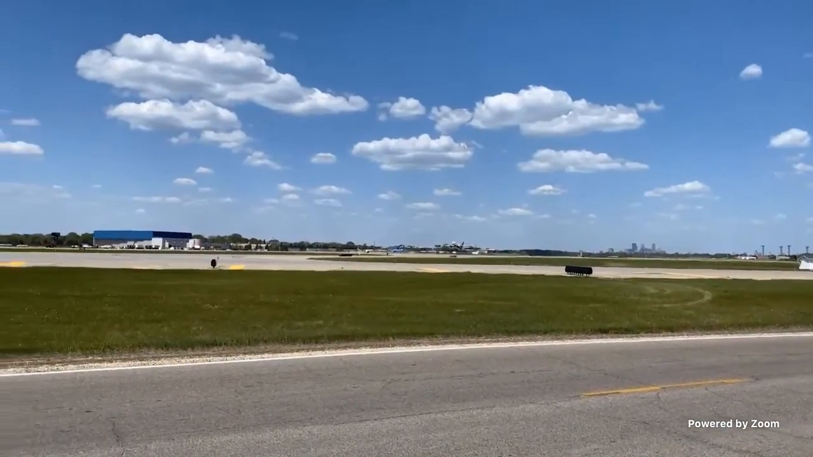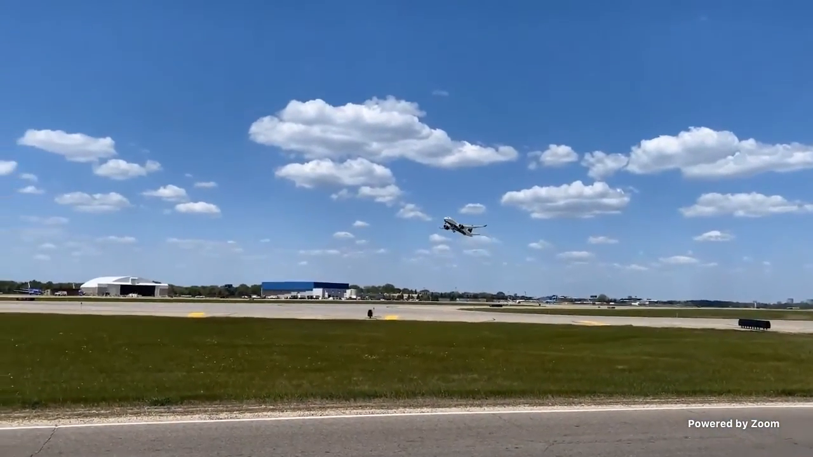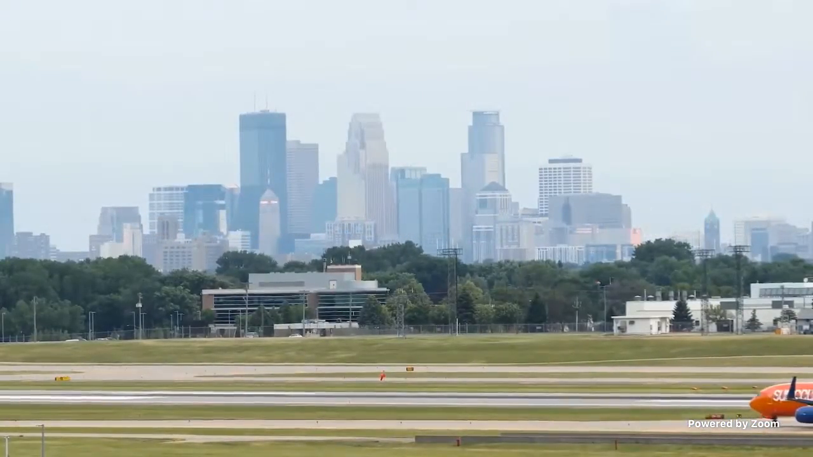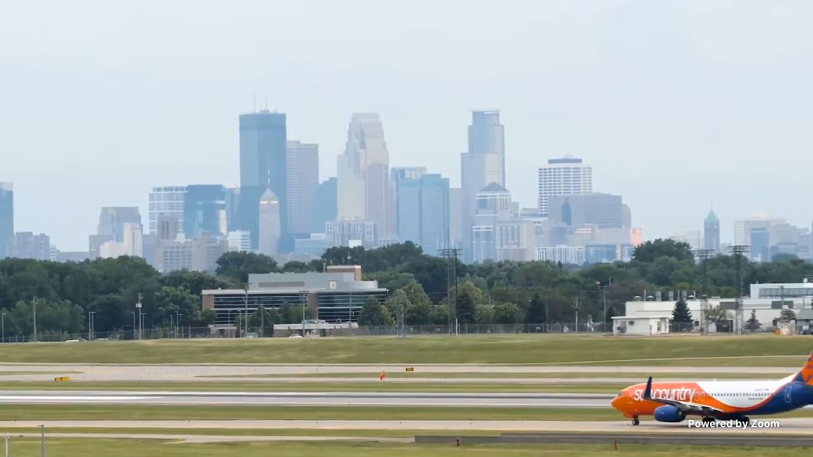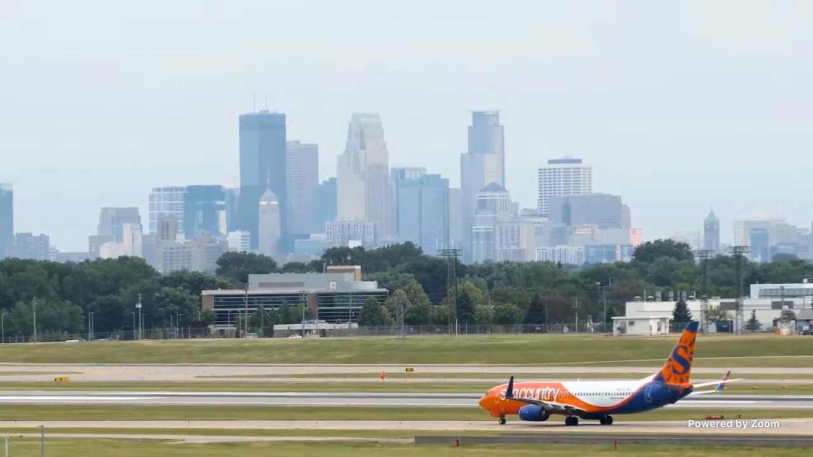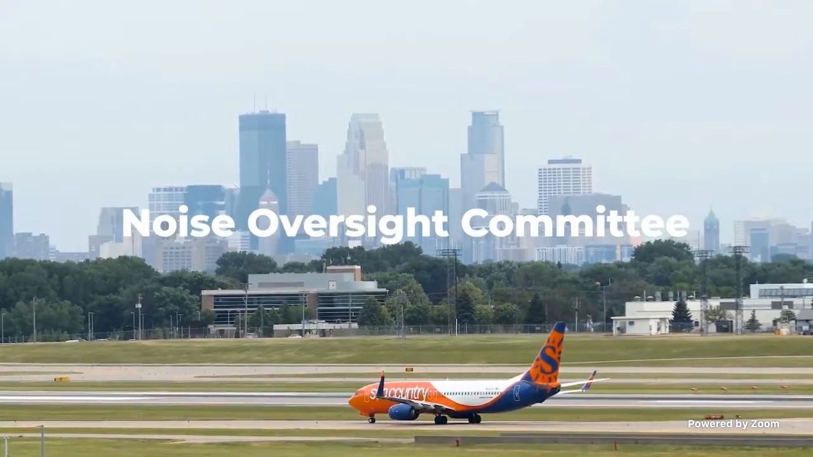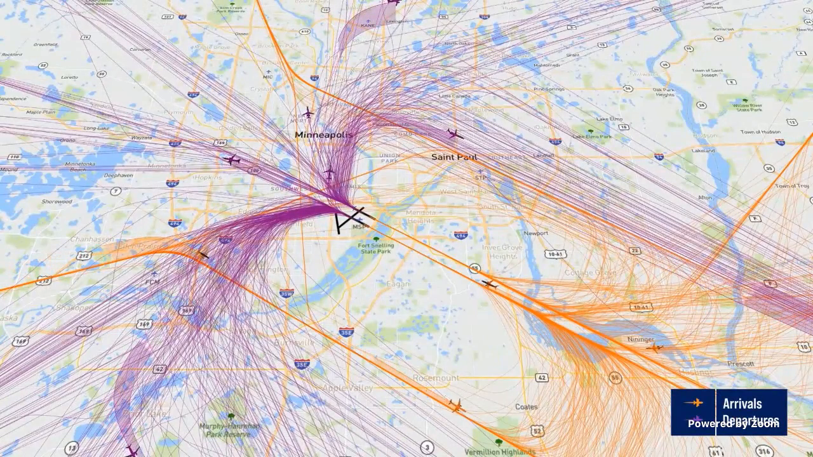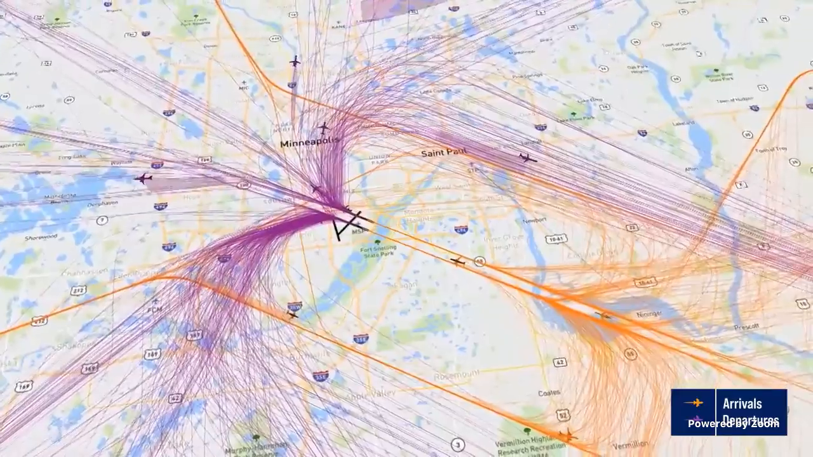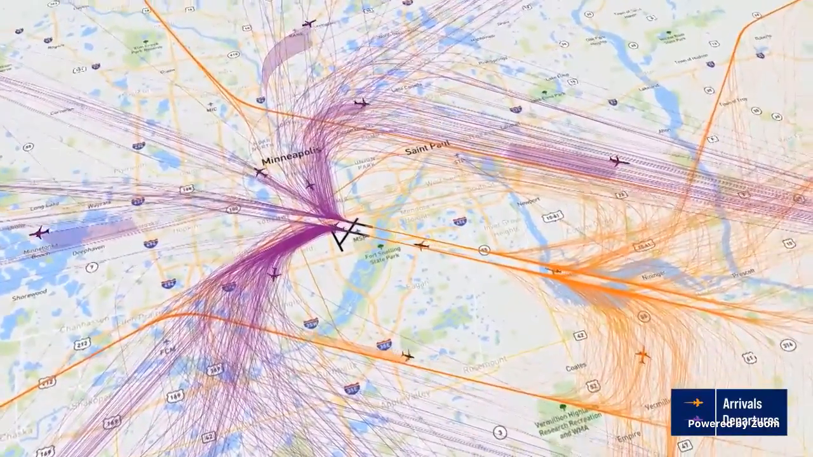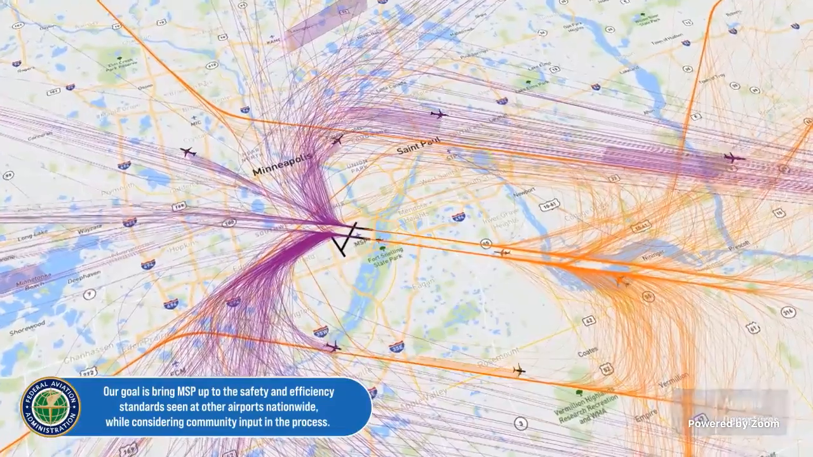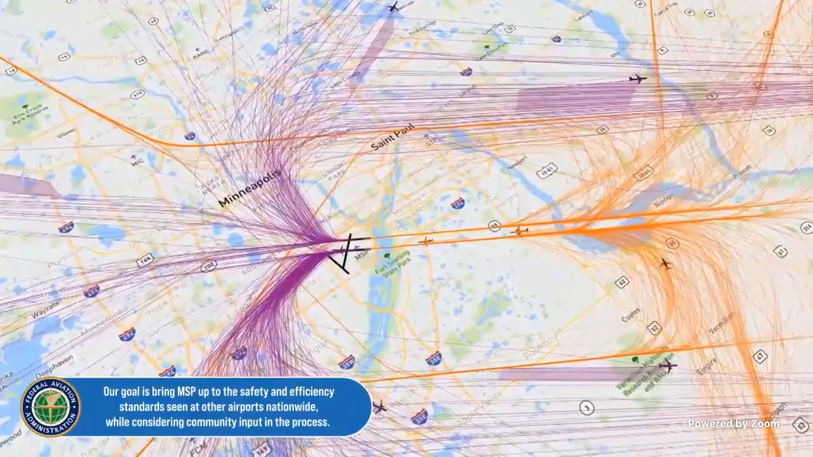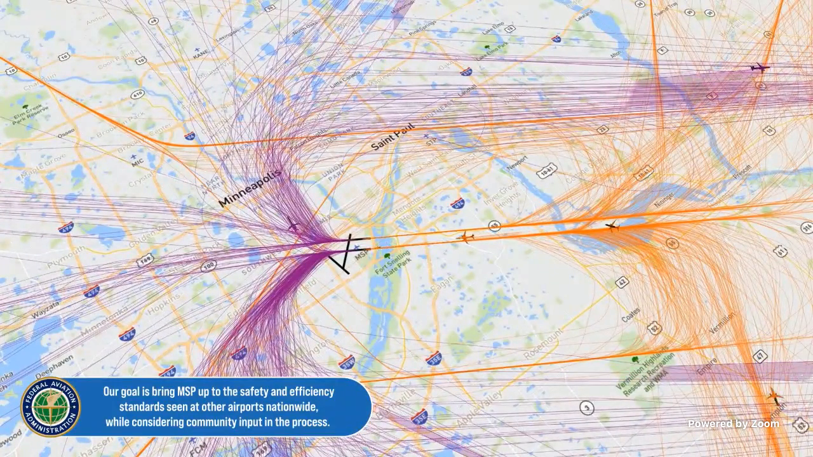As part of this current modernization process at MSP, the FAA has been working closely with the Metropolitan Airports Commission, also known as the MAC. In addition, the FAA, through the MAC, has worked closely with the Airports Noise Roundtable, also known as the Noise Oversight Committee, or NOC. We're also working with the airlines, air traffic controllers, and other stakeholders to ensure community and user voices are heard. Our goal is to bring MSP up to the safety and efficiency standards seen at other airports nationwide, while considering community input in the process.